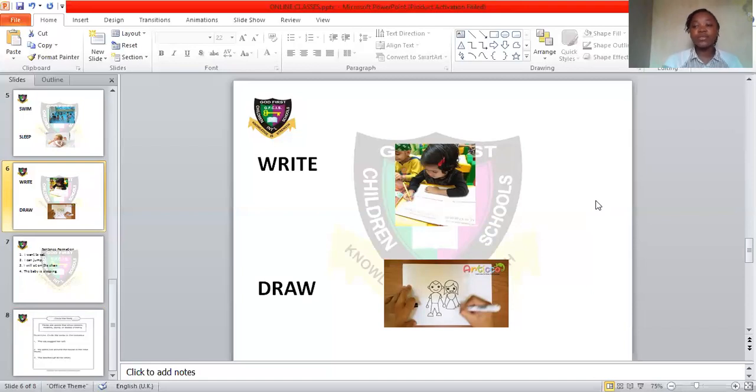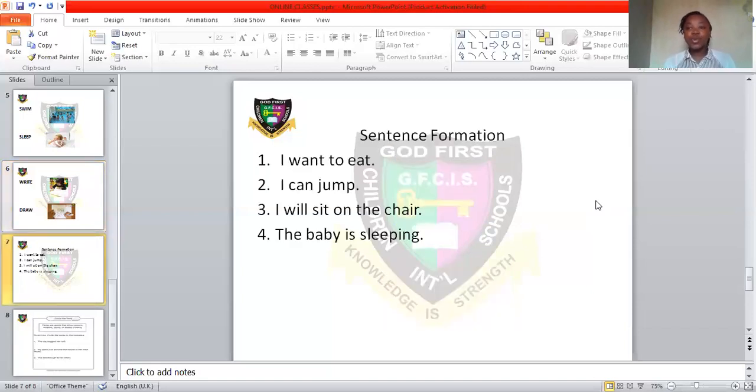Now let's go to sentence formation with action words. The first example is: I want to eat.